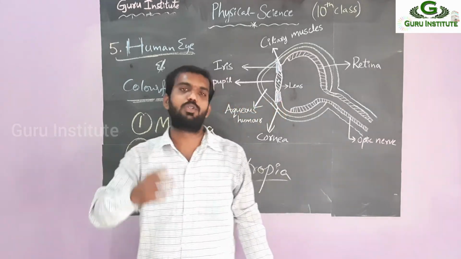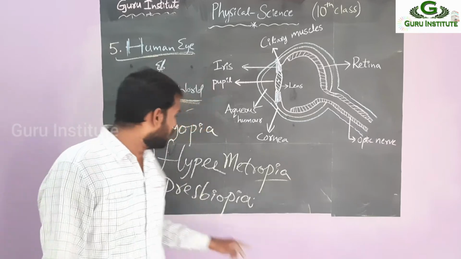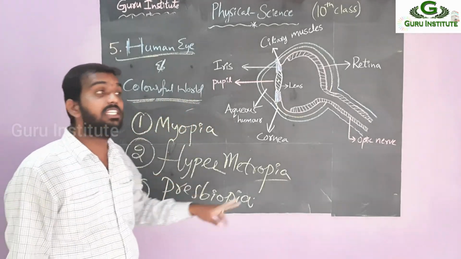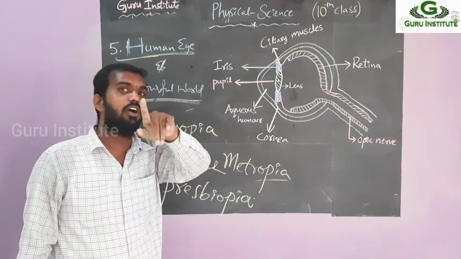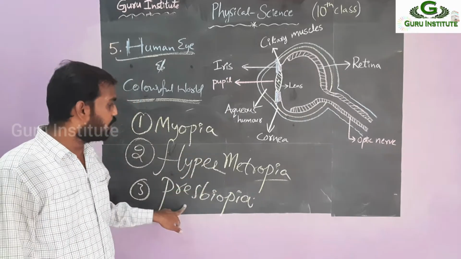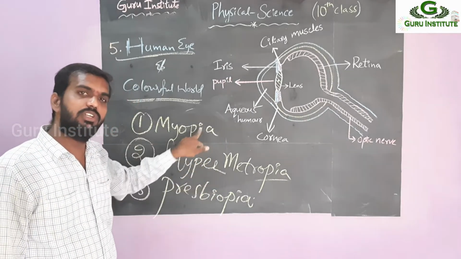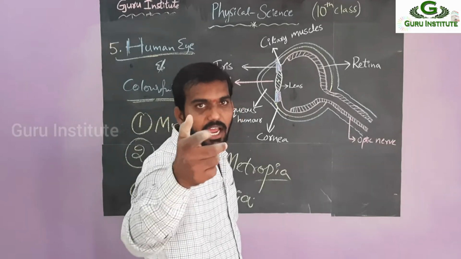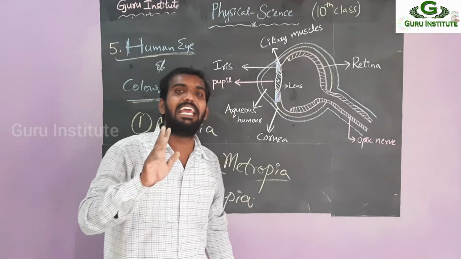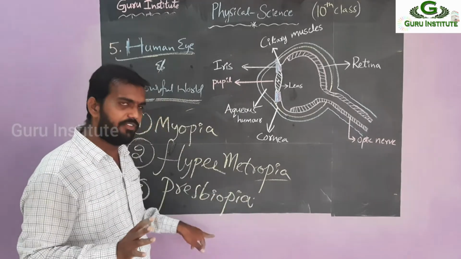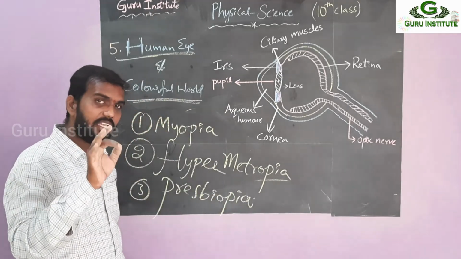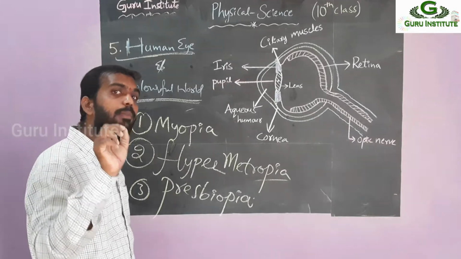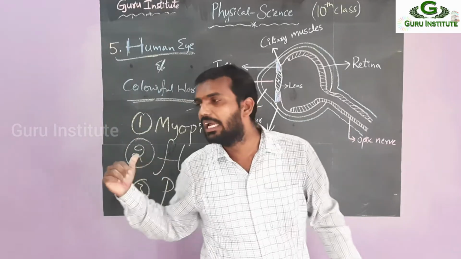Then, exactly opposite to that one, hypermetropia: the people who can see the far objects but can't see the near objects. Presbyopia, if you mix these two defects, that is called presbyopia. That means they won't see far objects and they won't see near objects clearly. In any defect they can't see clearly, but they can see a blurred image. So this is called defects.